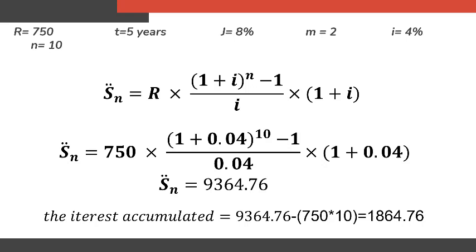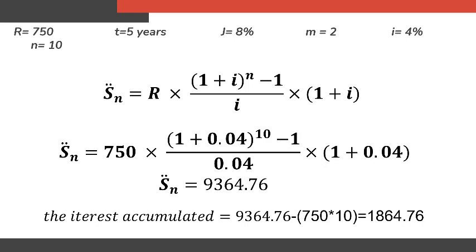S double dot sub N equal R times 1 plus I to the power of N minus 1 over I, times 1 plus I. We have S double dot N equal 9,364.76.